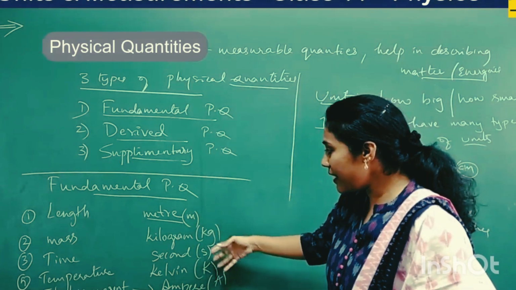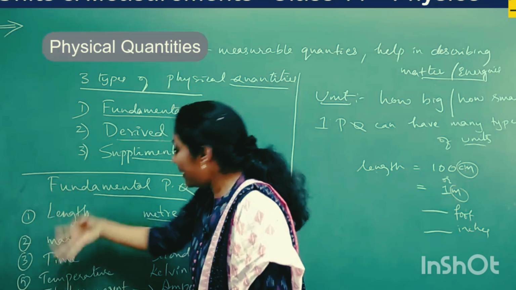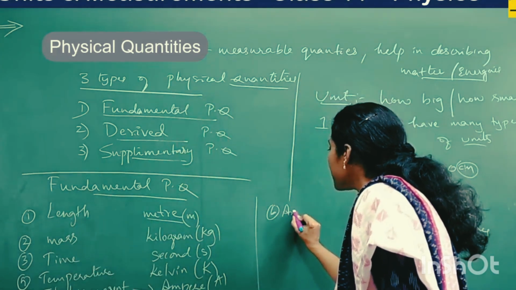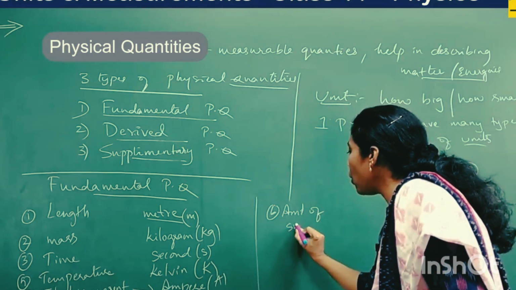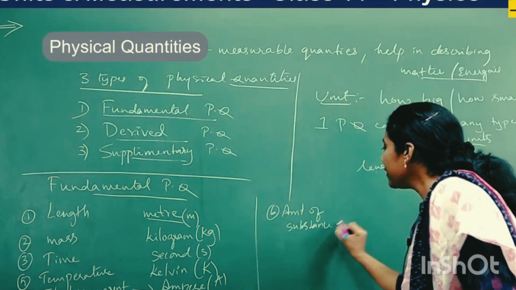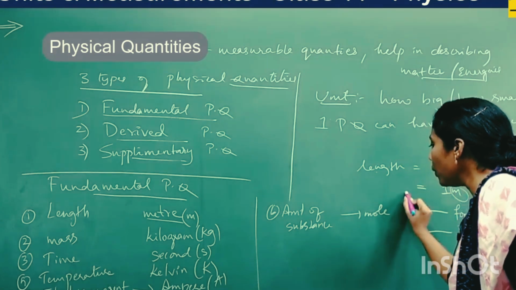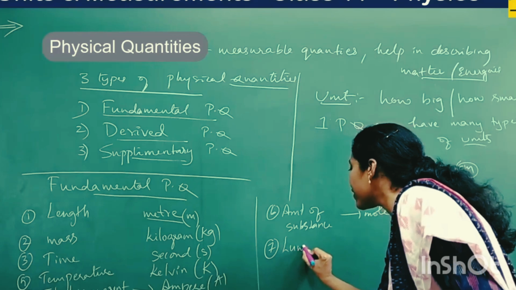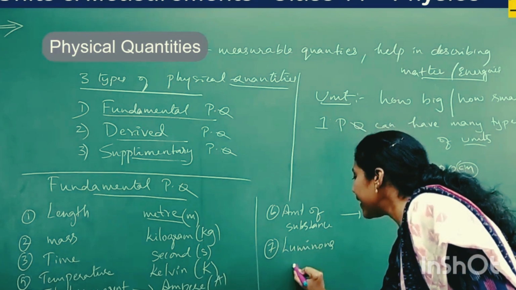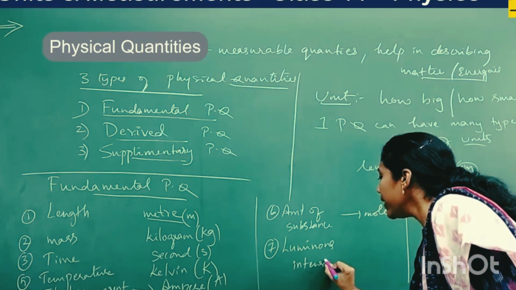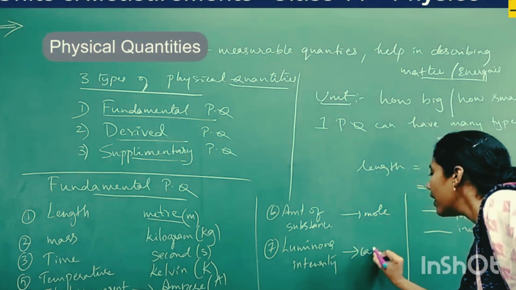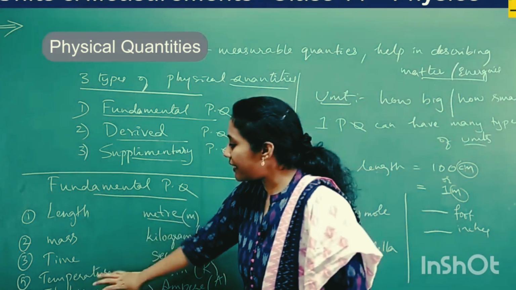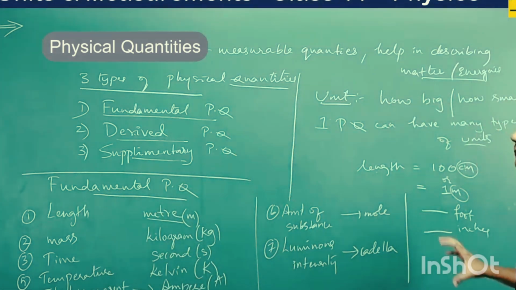What do you mean by fundamental units? They are the units of fundamental physical quantities. That's it. And now you have the sixth one, amount of substance. For this, the unit is mole. And the last one, the seventh one, is luminous intensity. For this, the unit is candela. So these are the fundamental physical quantities and fundamental units, right?